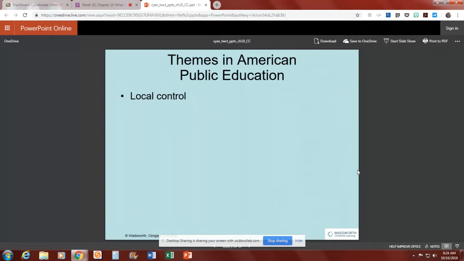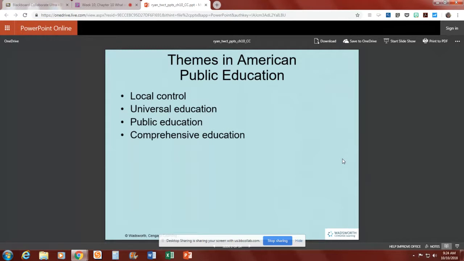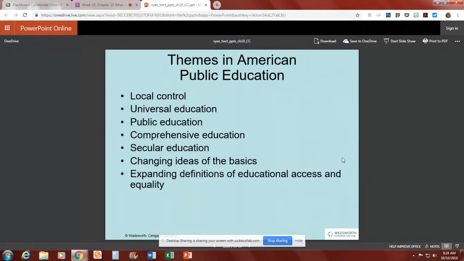One is going to be local control. The second one is going to be universal education. Thirdly, we'll have public education. 4, comprehensive education. 5, secular education. 6, changing ideas of the basics. And 7 is going to be expanding definitions of educational access and equality. If you'd like to look at some more information about these in your text, you can find them on page 306. Oh, yes, 306. They actually start on 305 at the bottom, where it starts talking about local control.